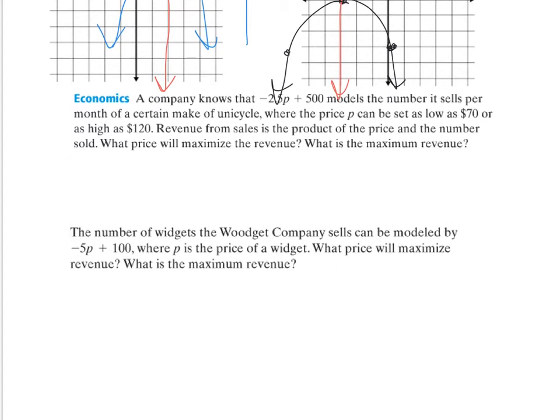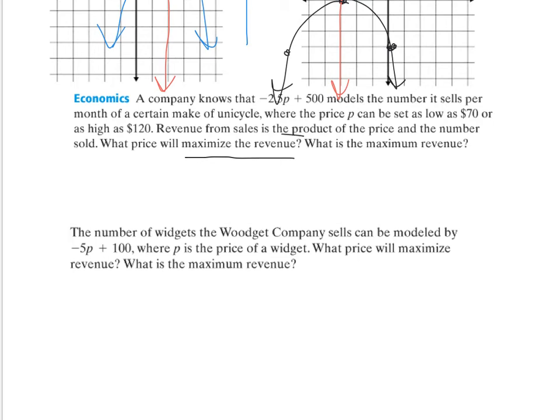And then a couple word problems using the maximum and minimum, which is another name for a vertex. A company knows that negative 2.5p plus 500 models the number it sells per month of a certain make of unicycle, where the price P can be set as low as 70 or as high as 120. Revenue from sales is the product of the price and the number sold. So what price maximizes the revenue?